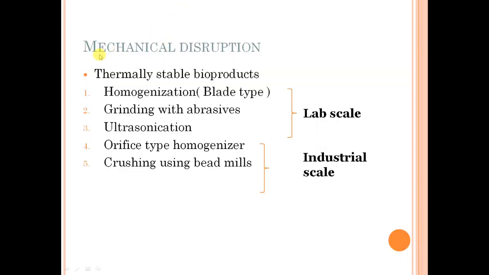So coming to mechanical methods of cell disruption, under mechanical methods we have these systems: homogenizers, grinding with abrasives, and ultrasonication. These are used in lab scale, whereas the orifice type homogenizer and bead mill are used in industrial scales. So in today's lecture we will study only homogenizers, and in my future lectures we will study the ball mill and ultrasonication systems.